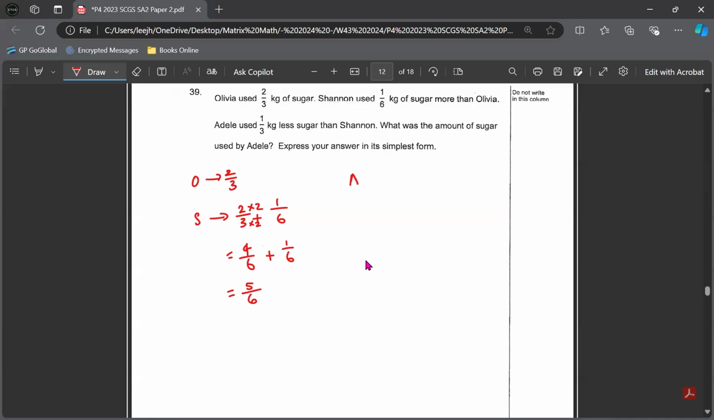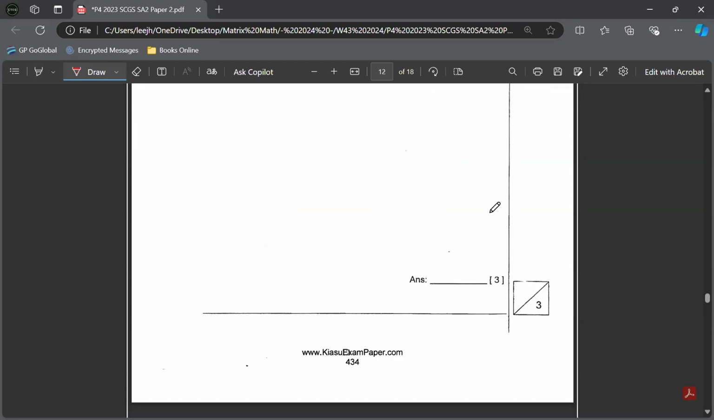How to find Adele? So you just have to minus 1/3 from what Shannon used. So 5/6 minus 1/3, times 2 times 2. Convert. Okay, 5 over 6, minus 2 over 6. 3 over 6. But simplify, because they want simplest form, divide by 3. Half. Your answer will be half kg. So must write down, half kg. If you never write kg, I think they minus half mark.